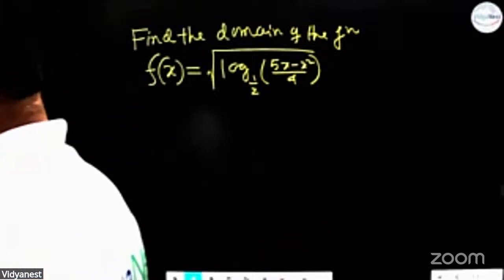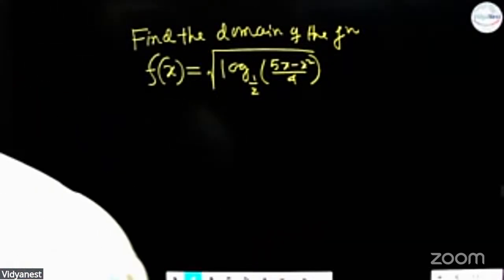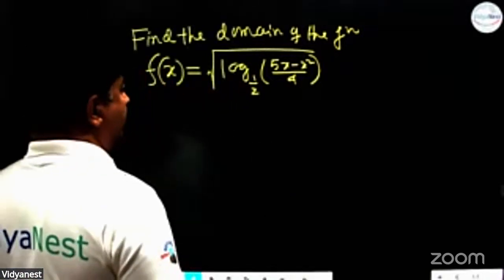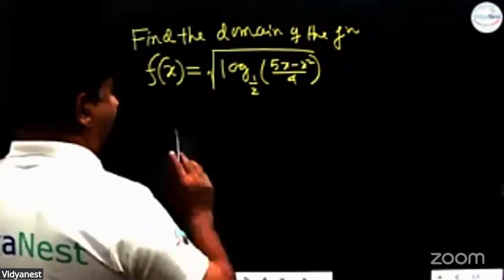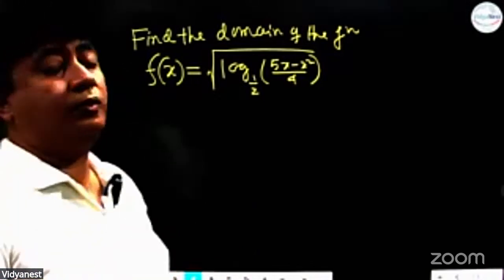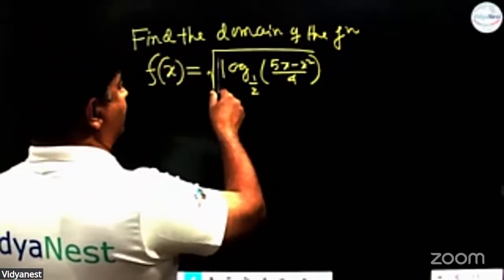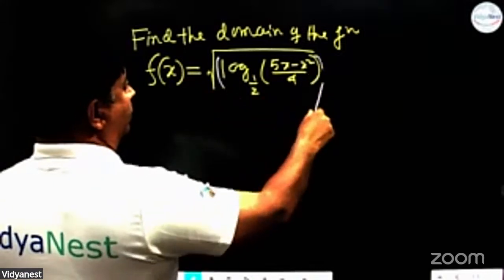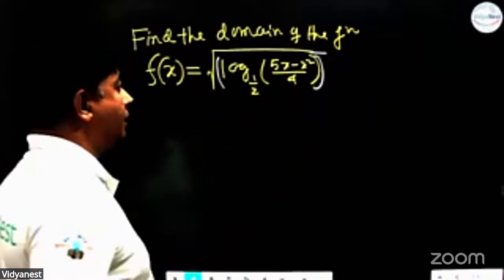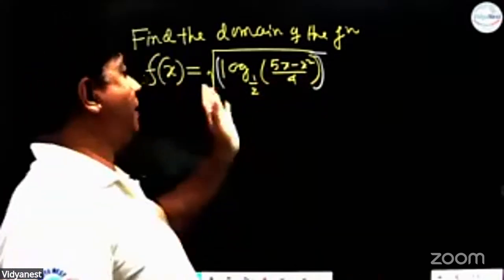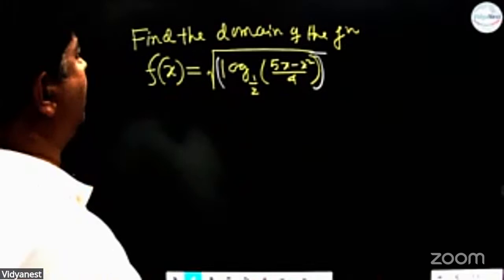How to find? See, one thing we have understood, that whatever is kept under root must be greater than or equal to 0. Otherwise, the function will become undefined.